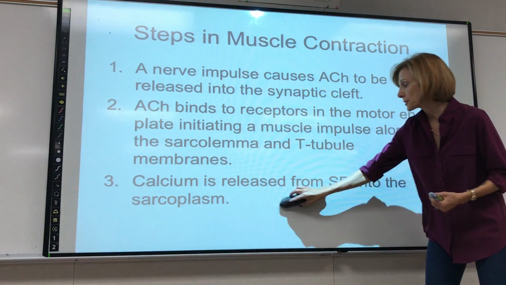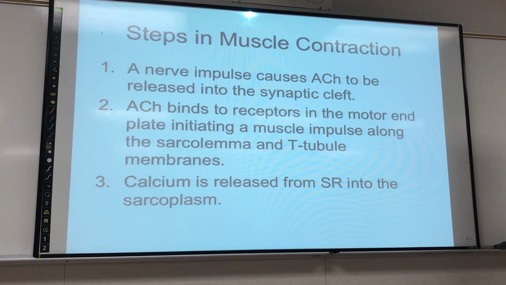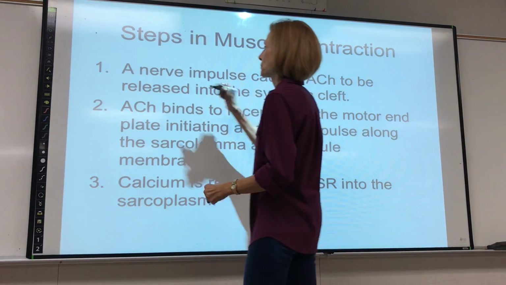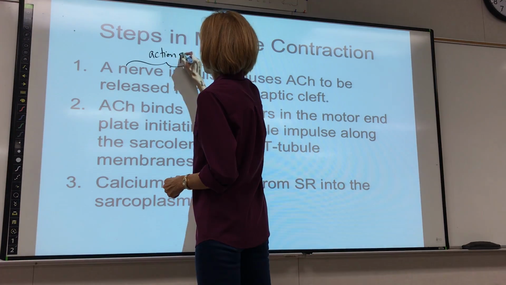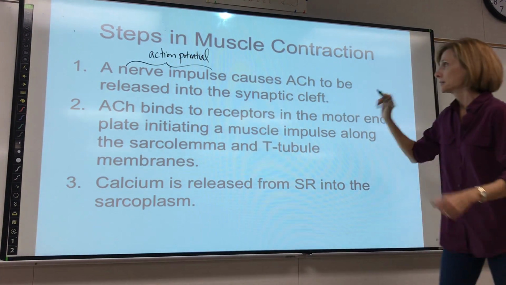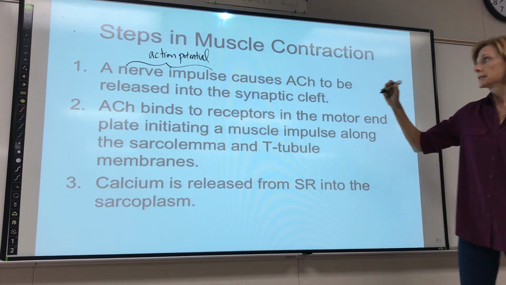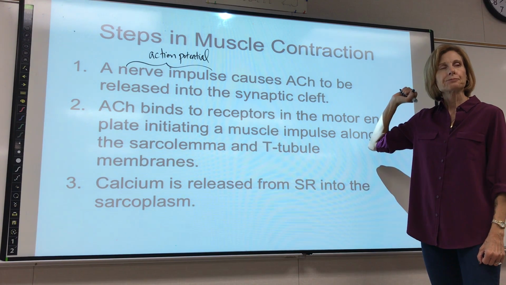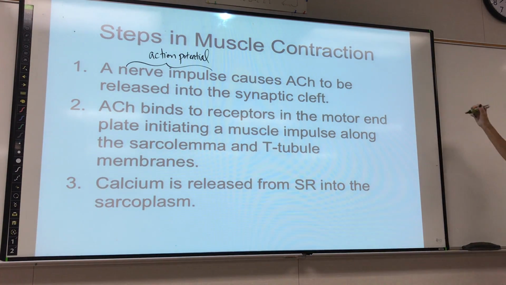First of all, we said we're gonna start with the action potential traveling along the motor neuron. The motor neuron sends an action potential, same thing as nerve impulse, okay? Action potential. This is that electrical current that travels down the axon, and when it gets to the end of the axon, we said that acetylcholine is released. What is acetylcholine? Neurotransmitter. It's a neurotransmitter, right?